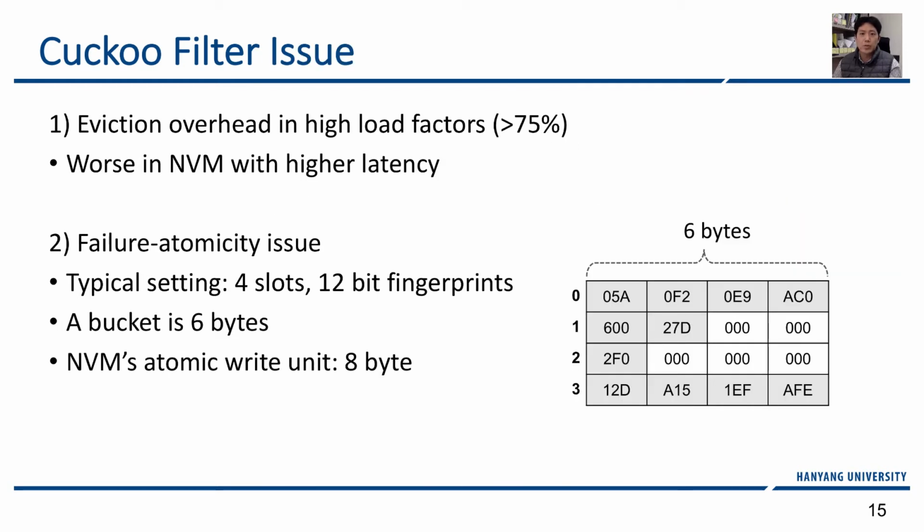Conventional Cuckoo filter has 2 issues on NVM. One is its eviction overhead, which already exists in DRAM but becomes more substantial in NVM. The other is failure atomicity. Because standard Cuckoo filter uses a 12-bit fingerprint and 4 slots per bucket, a bucket is 6 bytes in size. So the bucket size is not the same as NVM's atomic write unit, which is 8 bytes. As shown here, updating a bucket may span across 8-byte boundaries, and thus the update may not be done atomically. So if the system crashes while updating a bucket, Cuckoo filter may be in an inconsistent state.